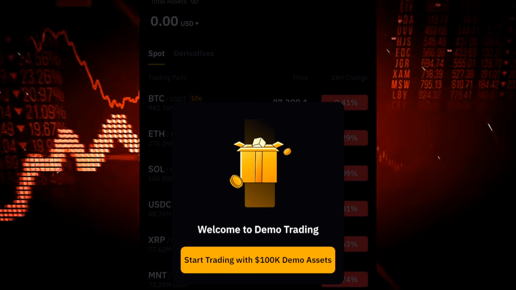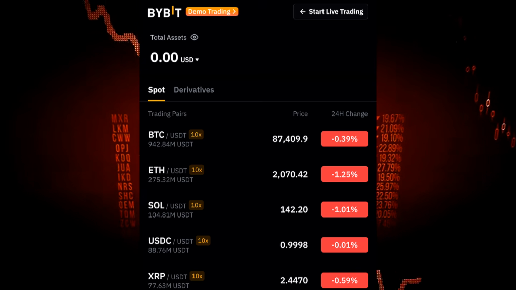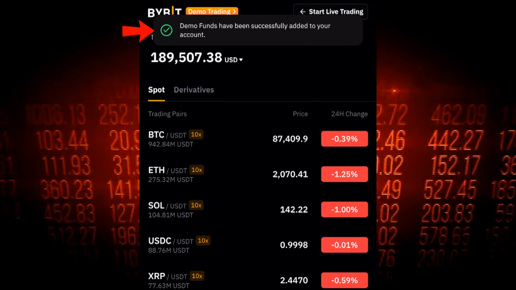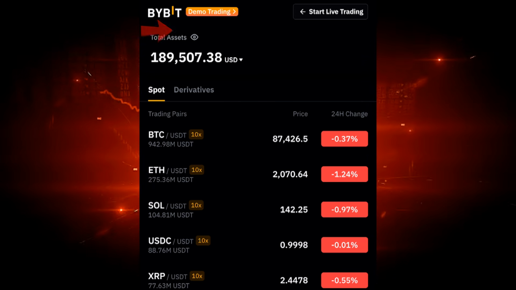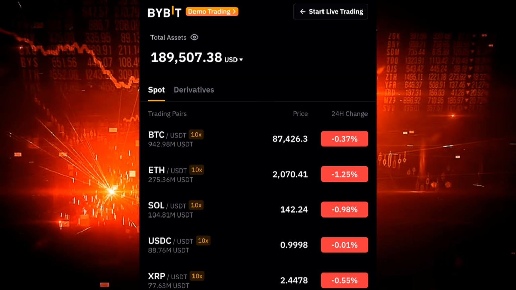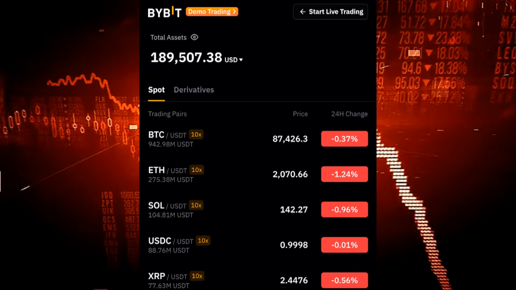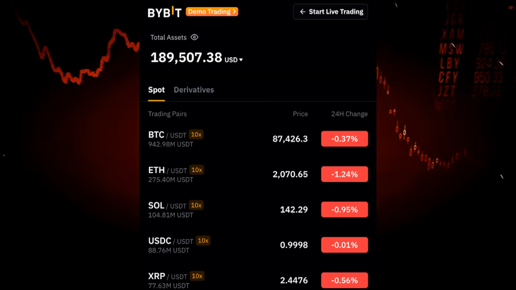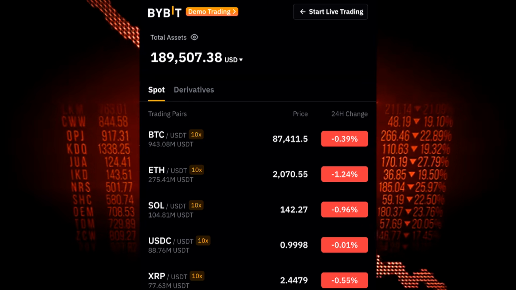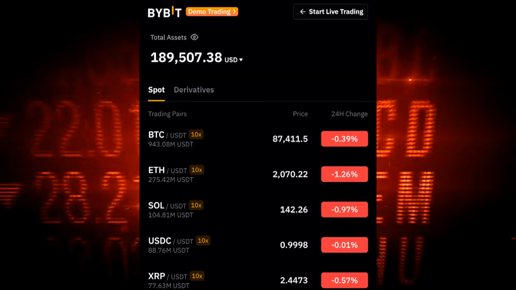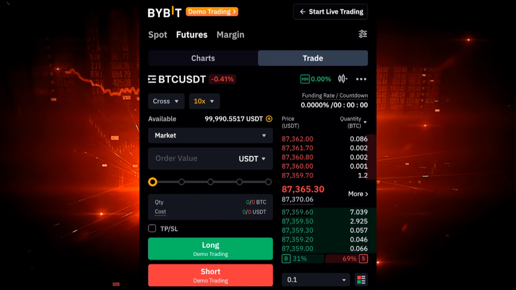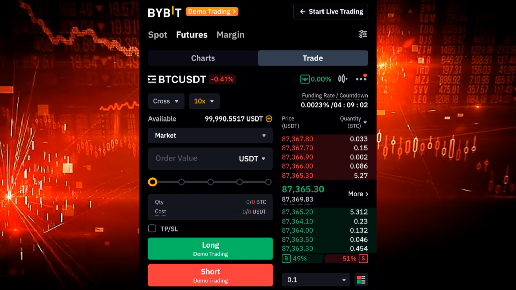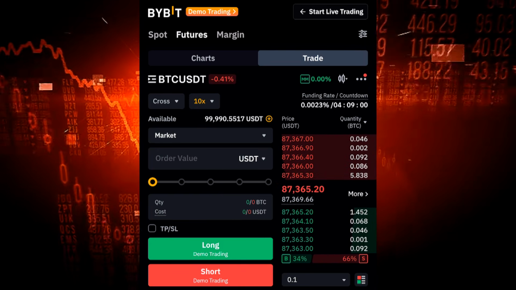So click on start trading with 100k demo assets, and automatically you'll notice that these funds will be added to you. You can see we now have about 189,507 USD here. Remember, this is just a demo account. We can't withdraw this money. So once we are here, we can go ahead to start trading. Just click on this one that is called trade, and then from here on you can start entering trades, your spots, your futures, and all that stuff.